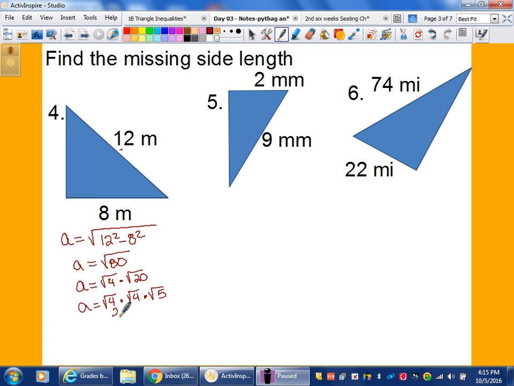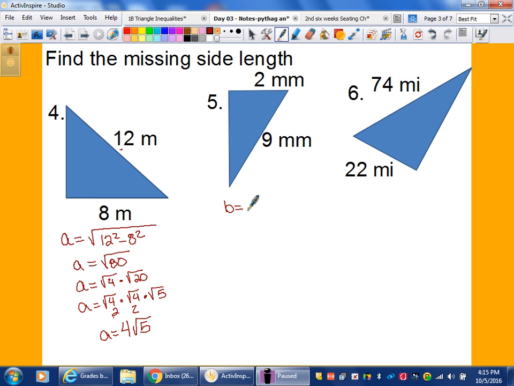Well, square root of 4 is 2, square root of 4 is 2, 2 times 2 is 4, and then don't forget your square root of 5. It's still part of this whole thing, and you have solved this triangle. Okay? Let's look at the next one.